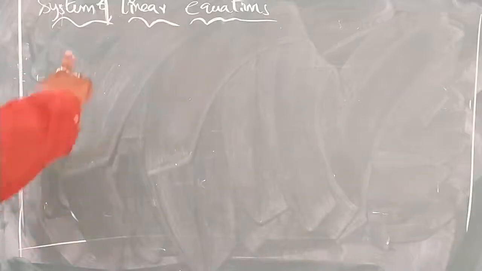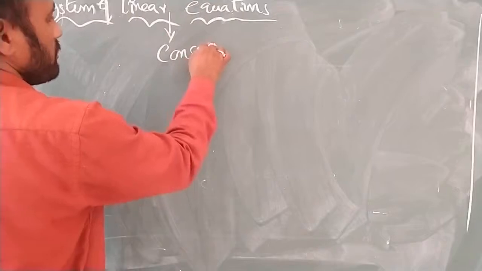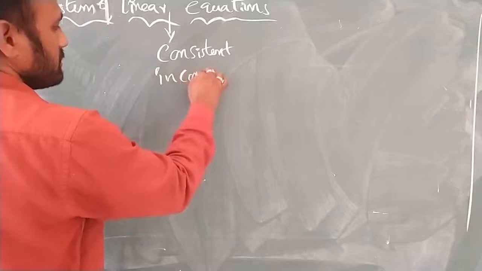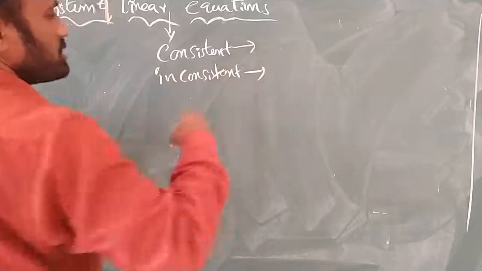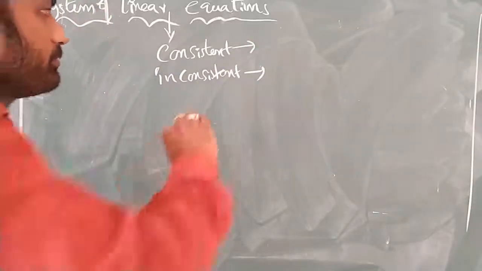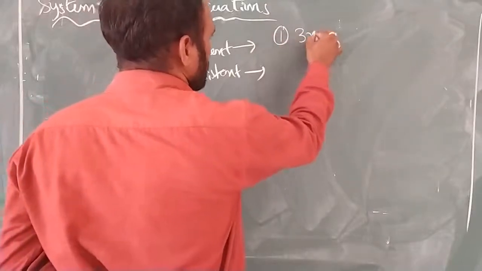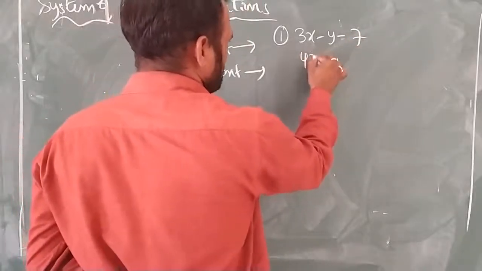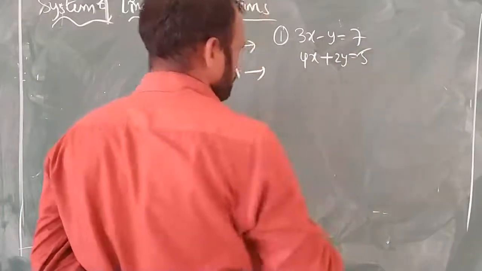Okay. Already we have learned linear equations in our lower classes. So we have two basic things to be remembered: they are consistent, and the second one is inconsistent. So when can we say two linear equations are consistent or inconsistent? See here. First let me take two linear equations: 3x minus y is equal to 7, 4x plus 2y is equal to 5.